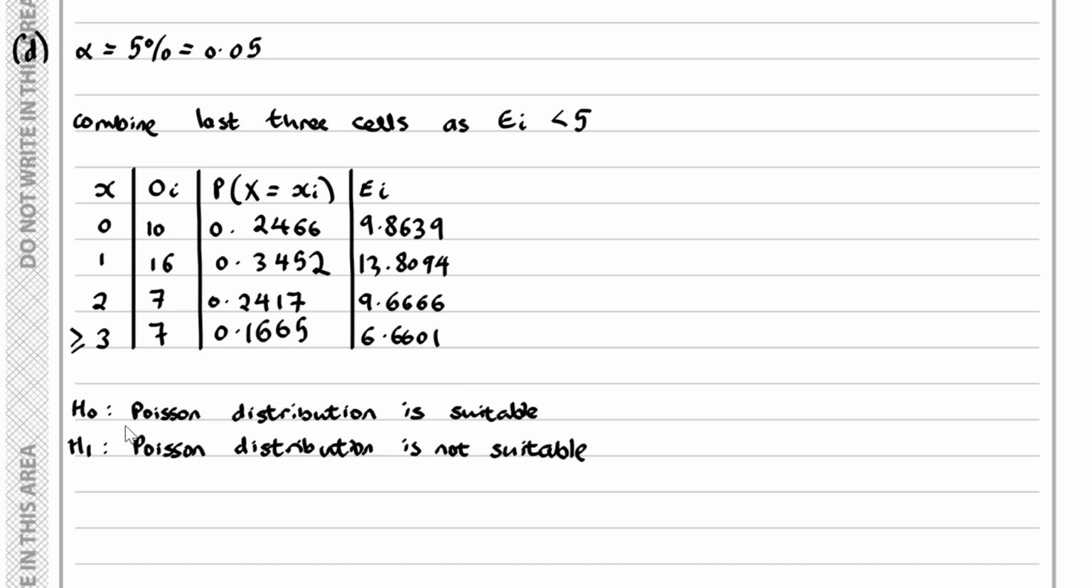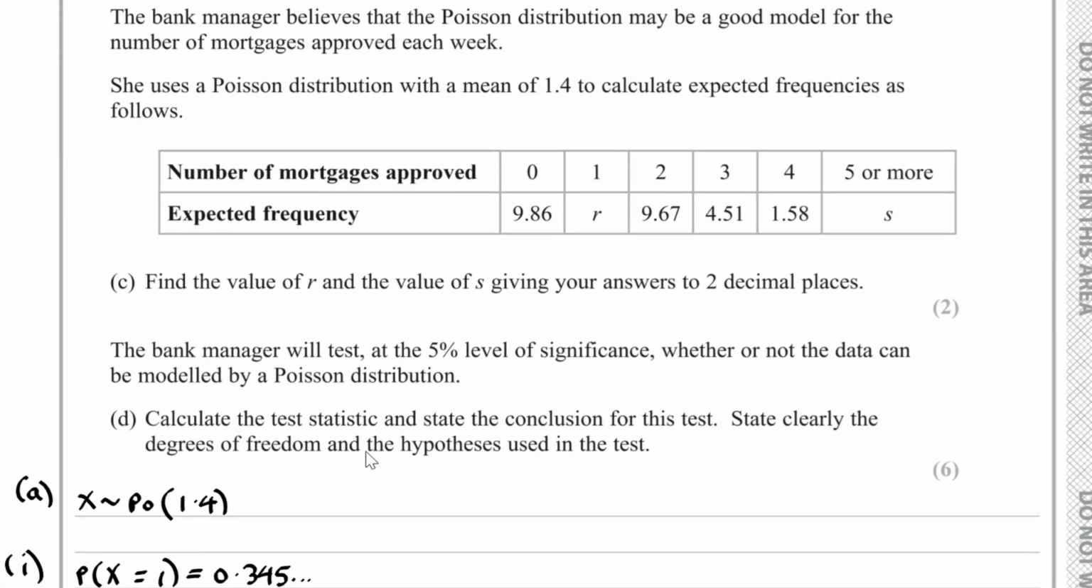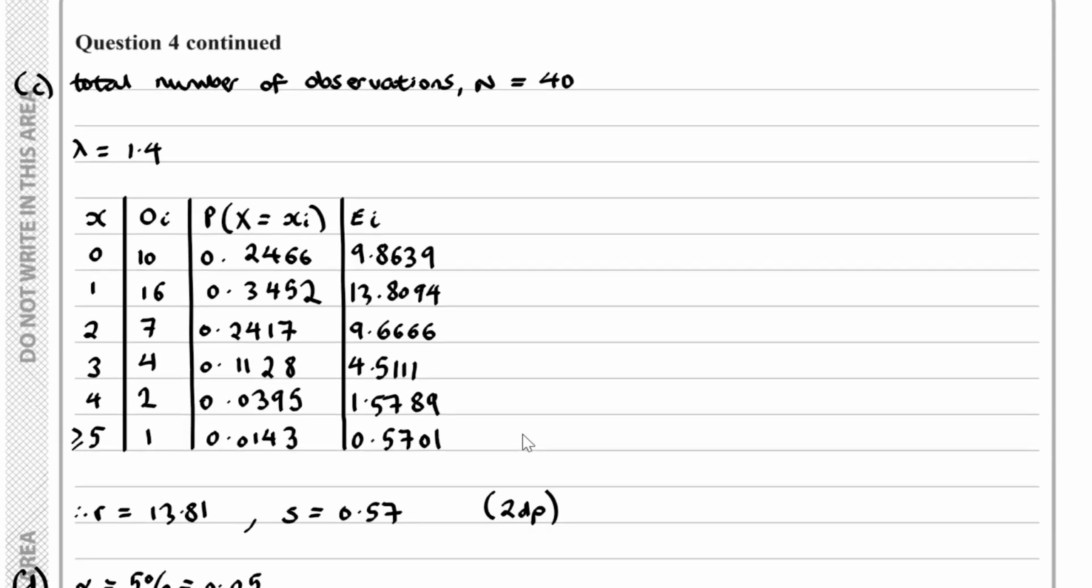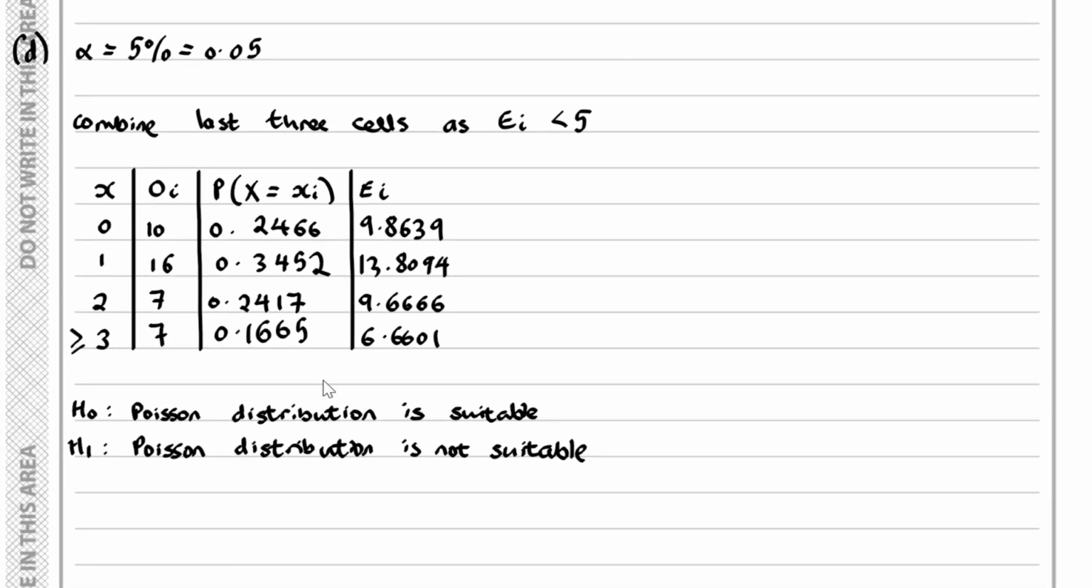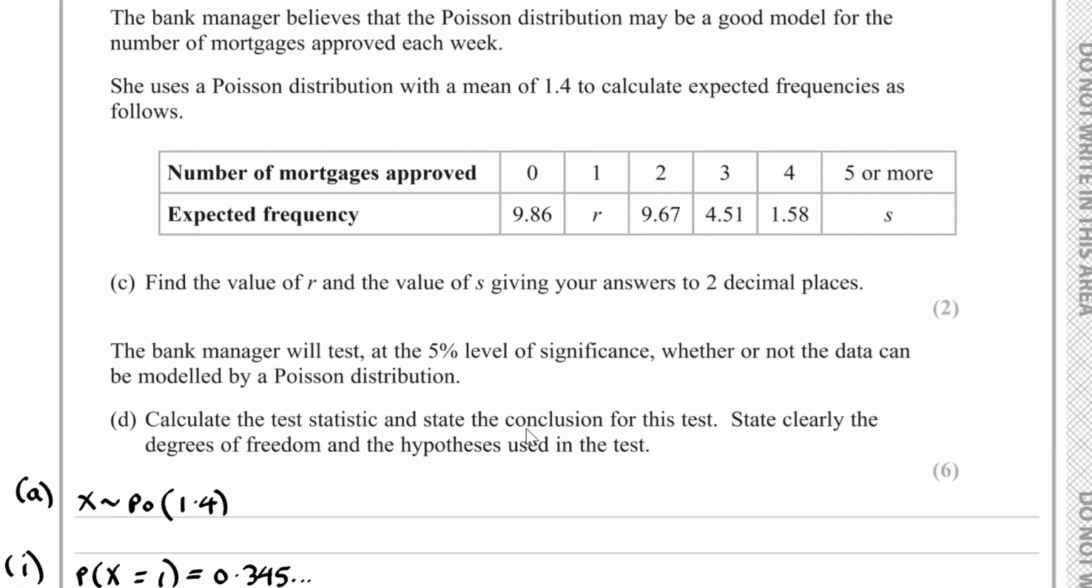So for our hypotheses, we've got our null hypothesis: the Poisson distribution is suitable. Remember, if you go back to the question, we're looking at whether or not the data can be modelled by a Poisson distribution. The reason we've got these hypotheses for our alternate hypothesis as well, the Poisson distribution is not suitable, is because the bank manager is testing whether or not the data can be modelled by a Poisson distribution.